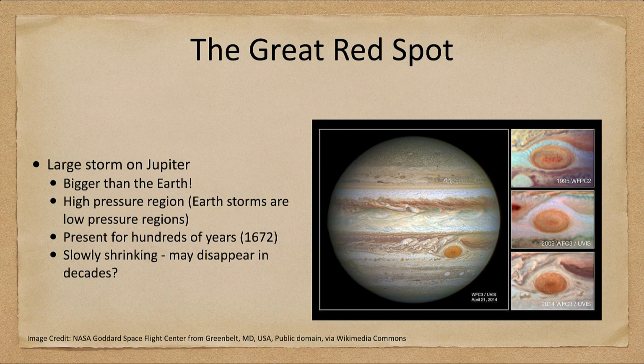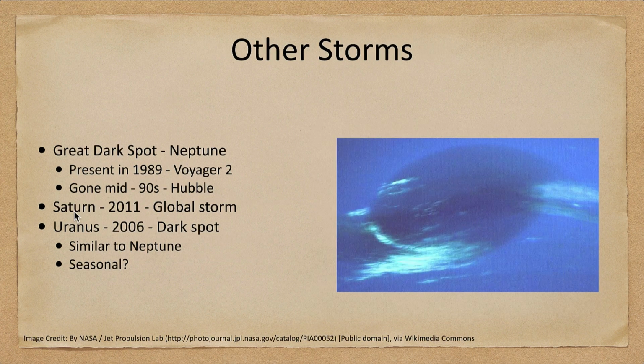Now, this is not the only giant storm in the solar system. We also have the Great Dark Spot, which was visible on Neptune. That was seen in 1989 when Voyager 2 visited the planet. Now, we didn't have the resolution to be able to see Neptune, so we couldn't study it again. But by the time in the mid-90s, when Hubble was up and able to look at Neptune, it was gone.